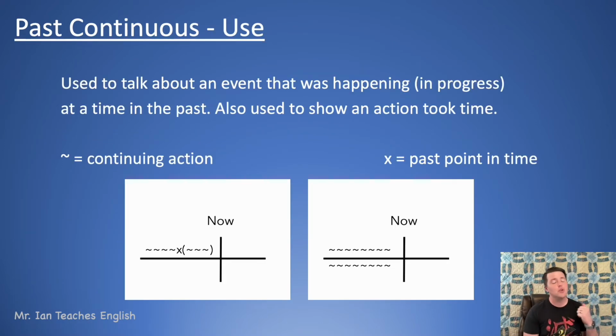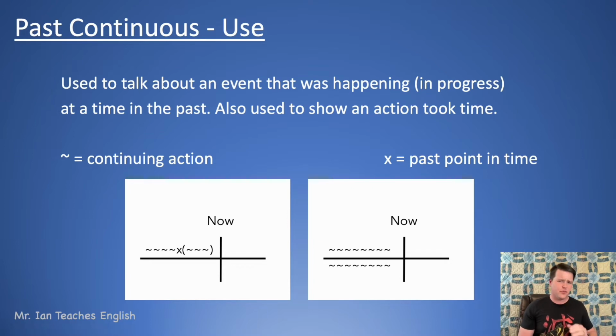Now, the reason you are all here is the use, the past continuous use. Why do we use it? How do we use it? What's the reason we use it? So we use the past continuous to talk about an action that was in progress, that was continuing at a time in the past. Like I said, the name tells us that.